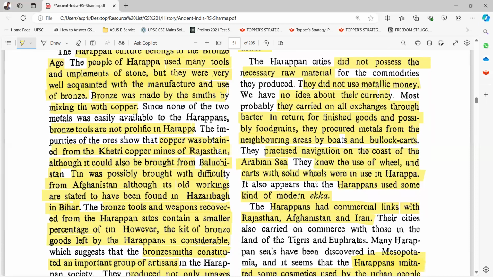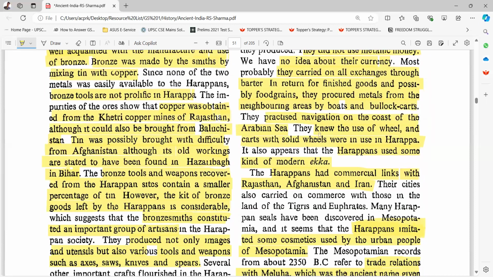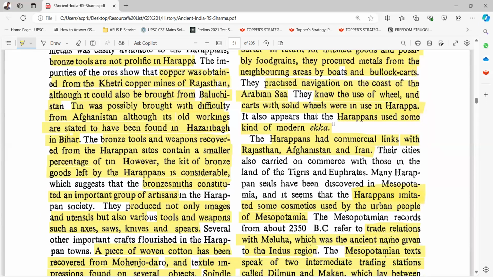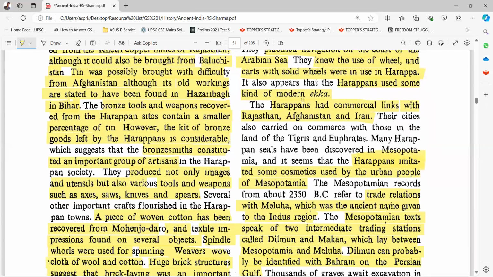They practiced navigation on the coast of the Arabian Sea. They knew the use of wheel, and carts with solid wheels were in use in Harappa. It also appears that the Harappans used some kind of modern ekka. The Harappans had commercial links with Rajasthan, Afghanistan, and Iran. Their cities also carried on commerce with those in the land of the Tigris and Euphrates.